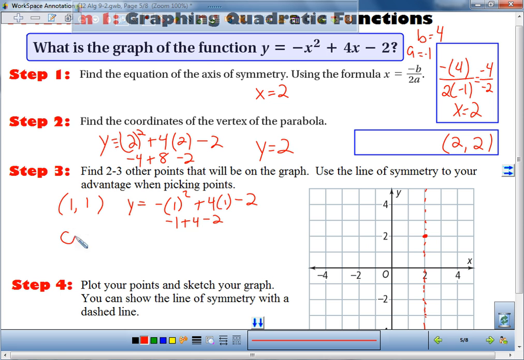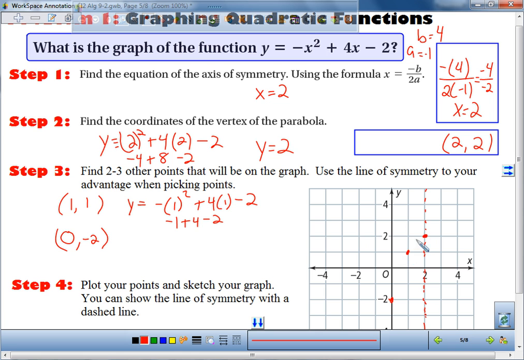If I put 0 into the equation, it would be 0 squared, which is 0, plus 4 times 0 is 0, 0 minus 2 is negative 2. So we have 1, 1, which graphs there, and 0, negative 2, which graphs there.